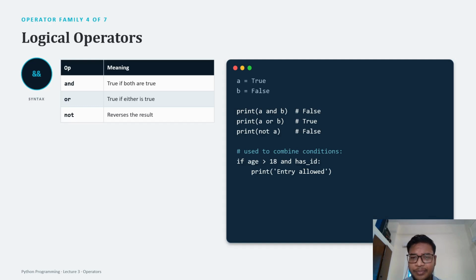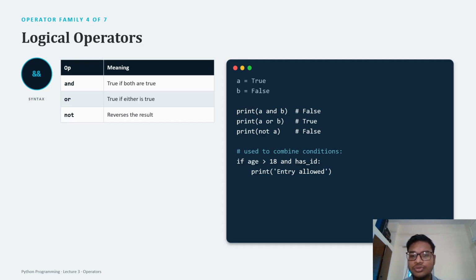so let's take an example here. A equal to true, b equal to false. What do you mean and? If both are true, then the value is true. A and b both are not true, false. Any one is true. True if either is true. Okay, a or b, a is true, then the result is true. Print not here. That reverses the result. A is true, then reverse of true is false.